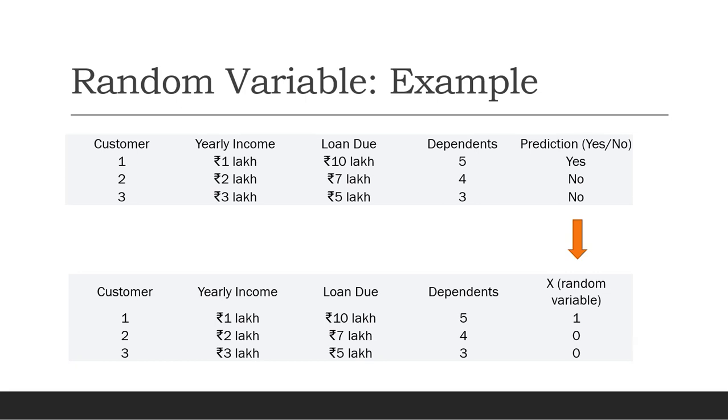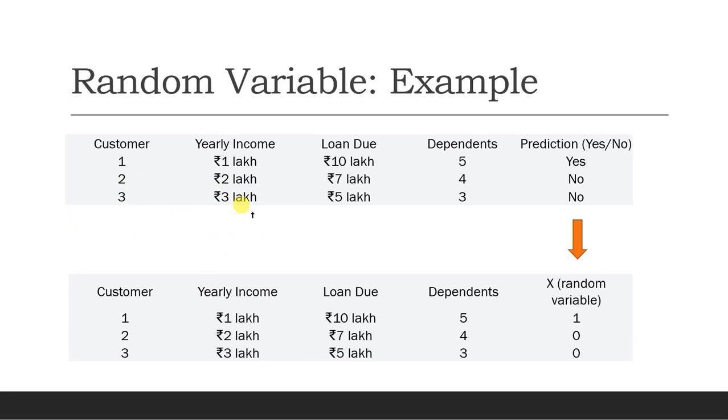Now as you can see here we have these three customers, their yearly income, and the loan that is due, 5, 7, 10 lakh, and then you will see different things in dependents. The customer who has 1 lakh income has taken the maximum loan, that is 10 lakh, and also the number of dependents is maximum compared to the other two customers.